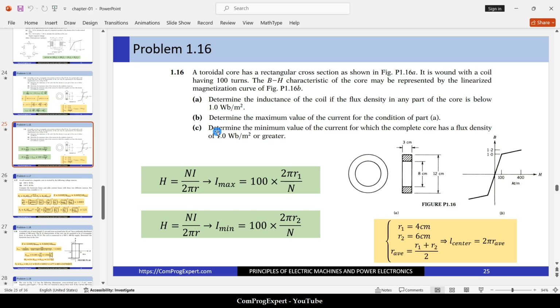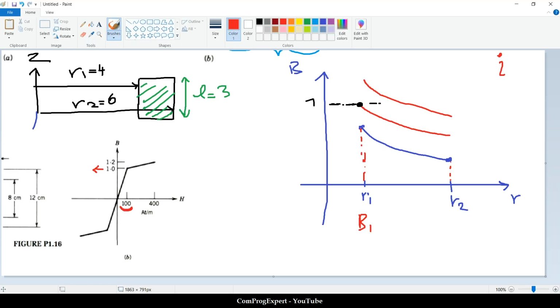Part C: determine the minimum value of the current for which the complete core has a flux density of 1 Tesla or greater. Yes. So if we consider this, if this level is 1 Tesla for B2 at this position, if the flux density for the outer surface of the core is 1 Tesla, we know that this is the minimum value, and for any radius lower than R2, the value of B is higher than 1 Tesla.